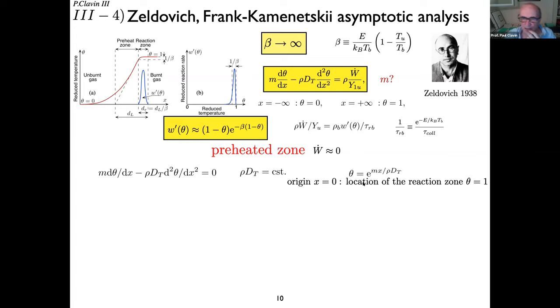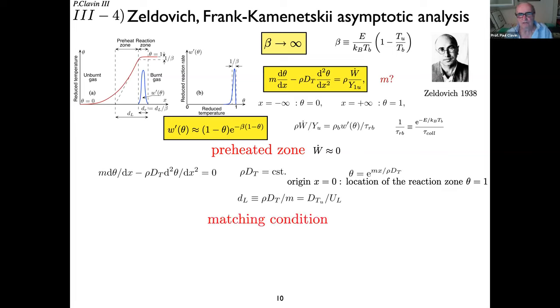And this is what is going to be called the external solution of the problem. It does not tell you what M is. The solution tells you the form of the solution in this external zone. You see, the thickness of this internal zone is dl, rho dt divided by m.